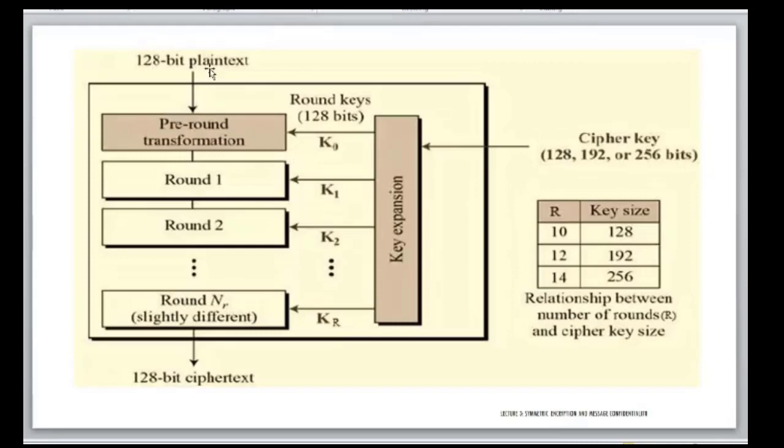Now you can see the plain text. Plain text is 128 bits. You are going to convert this into bytes, that means 16 bytes, 128 divided by 8. Then you are going for the pre-round. What is going on in the pre-round? No need to worry, we can see it in the next slide. Then round 1, round 2, round 3, up to n number of rounds, and finally you get the ciphertext. So what is going on in these rounds? We must know about the rounds. Now let me go to the next slide.